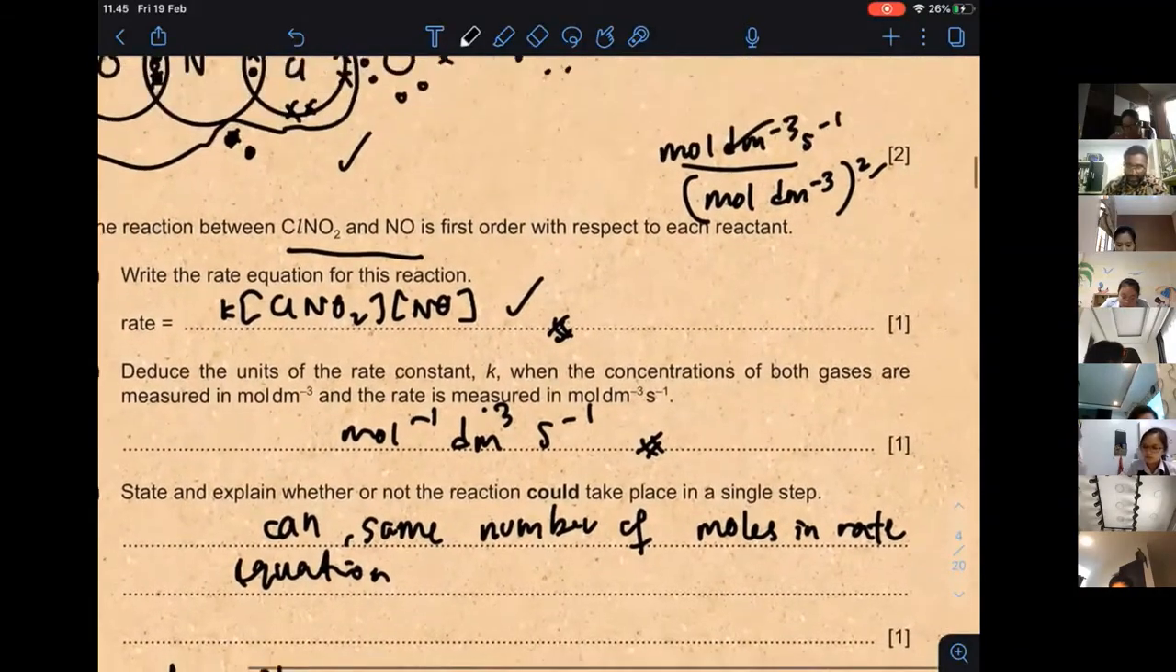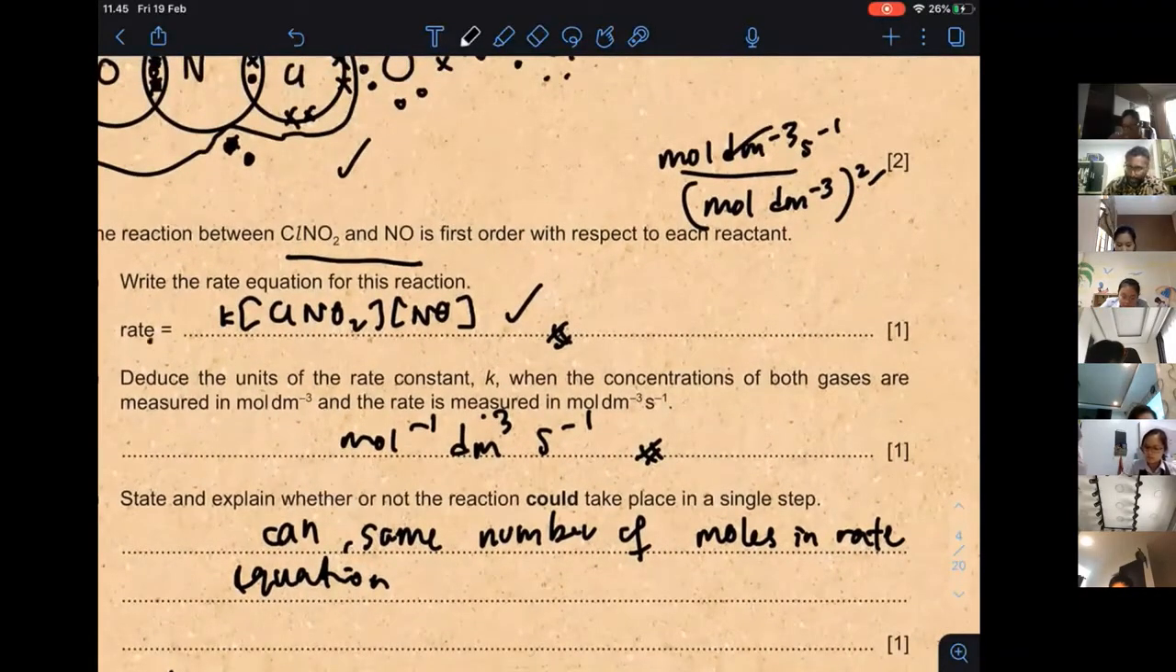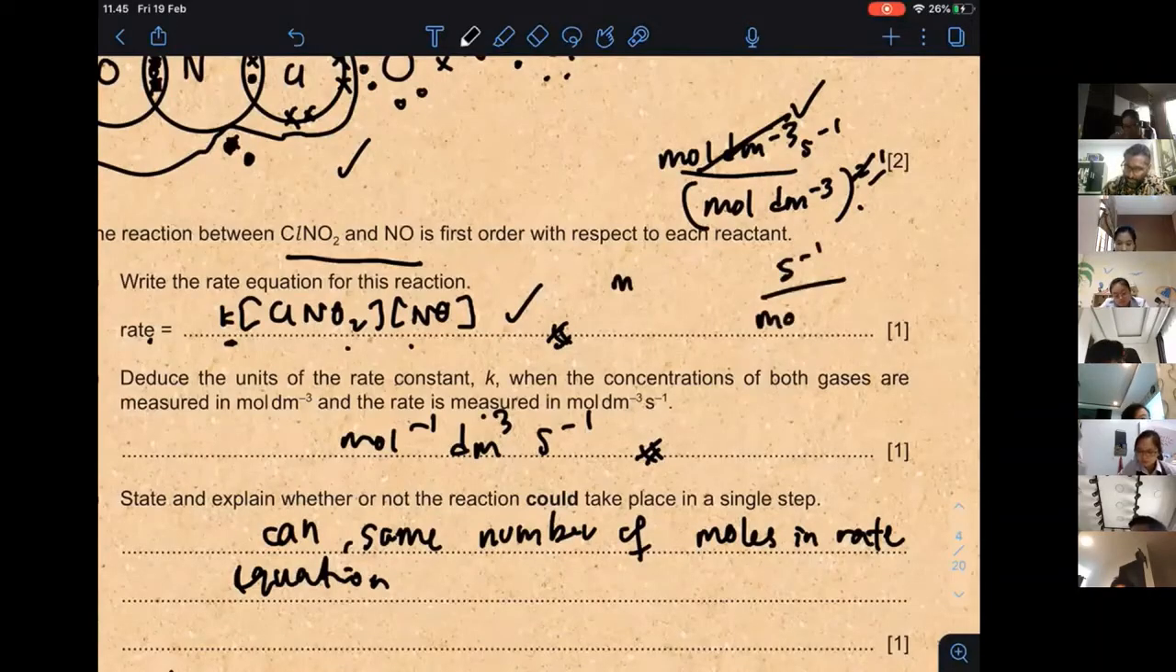So I deduce the unit. Rate is going to be, they say, mol dm^-3 s^-1. Then the concentration term is going to be to the power of 2. So if I want k, I divide that. When I divide, I cancel this, and this one will become 1. So it's going to be per second, and then mol dm^-3 in the denominator. When I bring them up, it will be mol^-1 dm^3 s^-1. So this is how you do it.